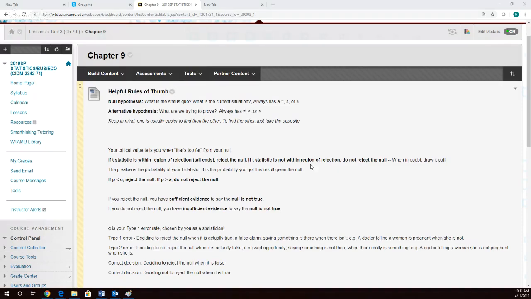When you're doing conclusions, you want to look for these keywords. If you reject the null, you have sufficient evidence to say that the null is not true. Whereas if you do not reject the null, you have insufficient evidence to say that the null is not true.